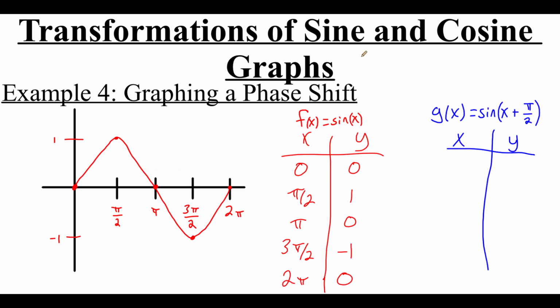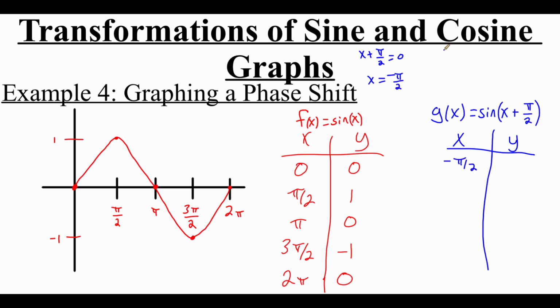Now I'm going to find my starting point. I find my starting point by taking the stuff inside of parentheses, so the x plus pi over 2, and setting that equal to 0. I would have to subtract the pi over 2 over to the other side. So my first x value is going to be negative pi over 2.